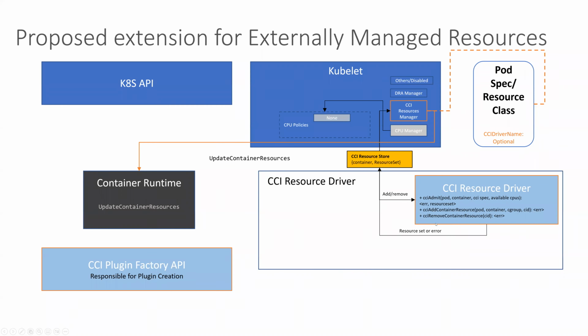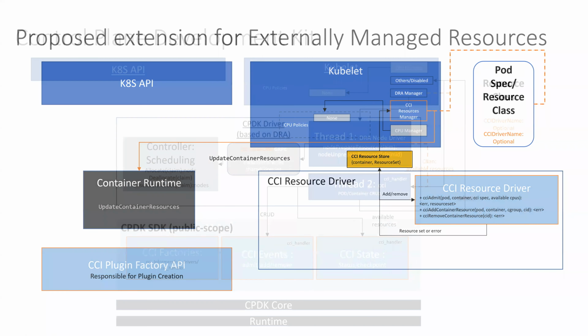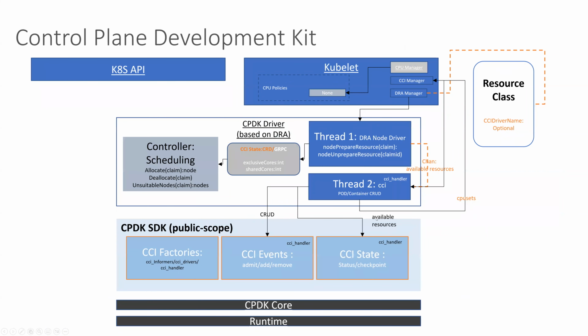So the way I was picturing this working, extending the concept of how DRA does things, is that this would now become your interface to your CCI manager, and there is no notion of node prepare resource, node unprepare resource. This is your API. And so I guess that's why I'm confused on the other slide. What are node prepare resource and node unprepare resource still doing in the CCI?